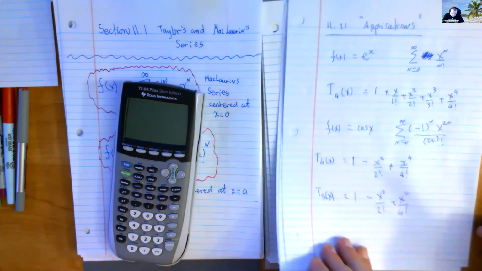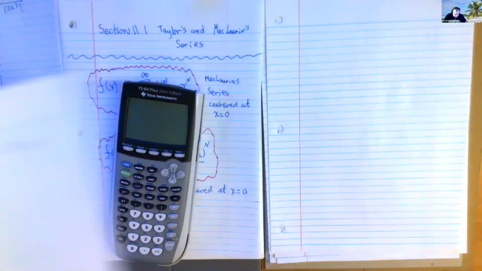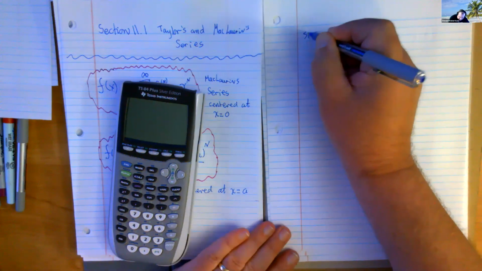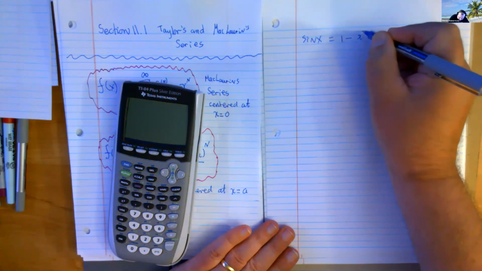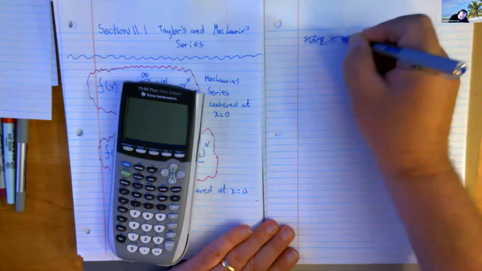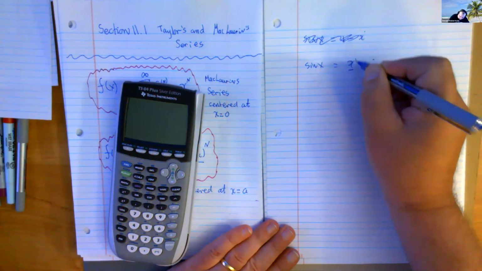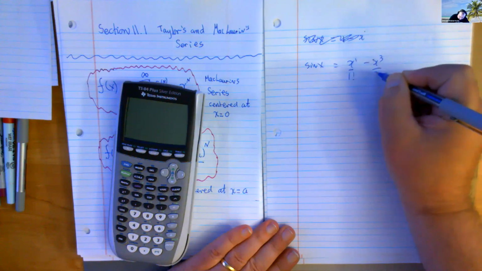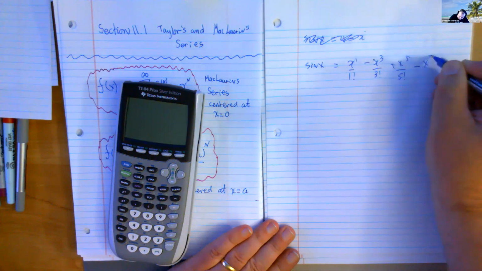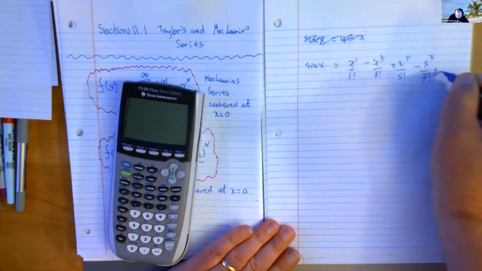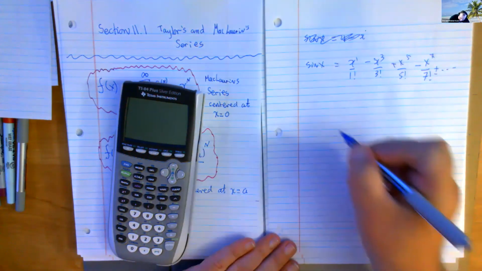We got time for another application. The sine of x, if you write it down, I'm thinking cosine here. If you take the sine of x and you write it down, it looks something like this. Agreed? Now, here's an application.